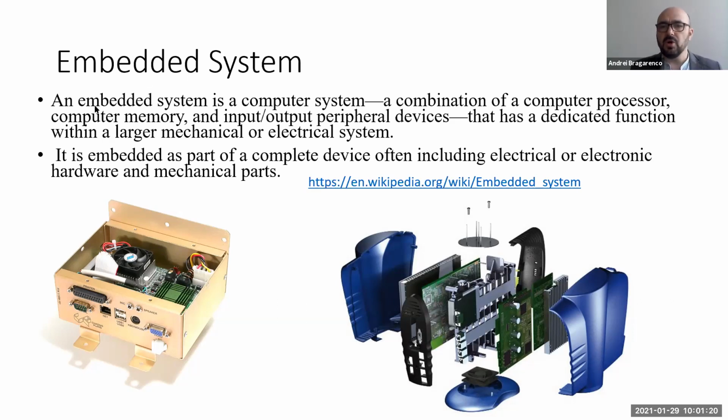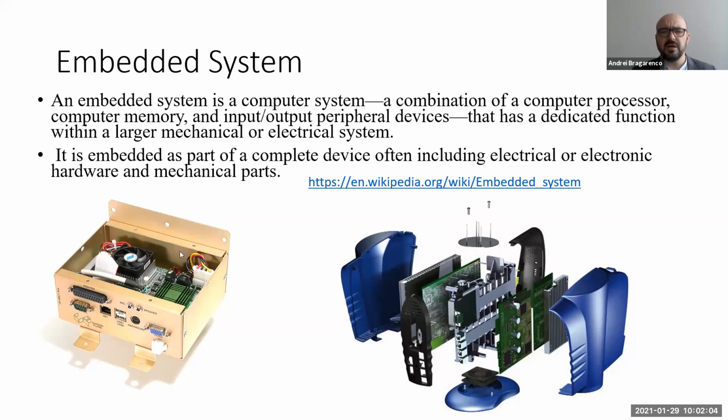Okay, so according to Wikipedia, an embedded system is a computer system, a combination of a processor, computer memory, input, output, and peripheral devices. By the way, that is a perfect description of a PC. It has a dedicated function within a larger mechanical or electrical system. From another side, it is embedded: this computer is embedded as a part of a complete device, often including electrical or electronic hardware or mechanical parts.